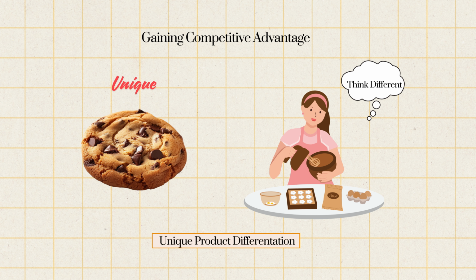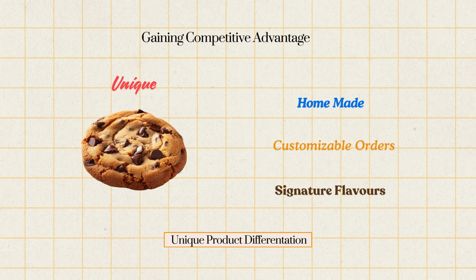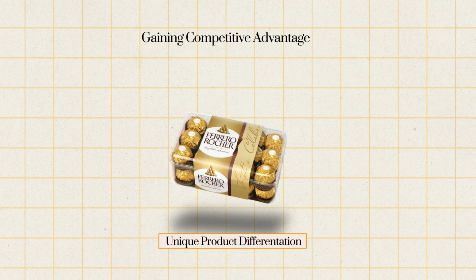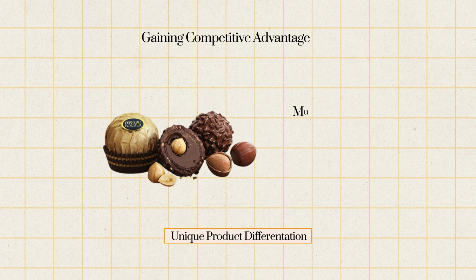She decided to focus on homemade appeal, freshly baked, preservative-free cookies, customizable orders. Customers could personalize flavors, packaging, and gifting options. Signature flavors: she created exclusive flavors, making her brand memorable. For example, Ferrero Rocher. This product is differentiated by its multi-layered taste, luxurious branding, and craftsmanship.